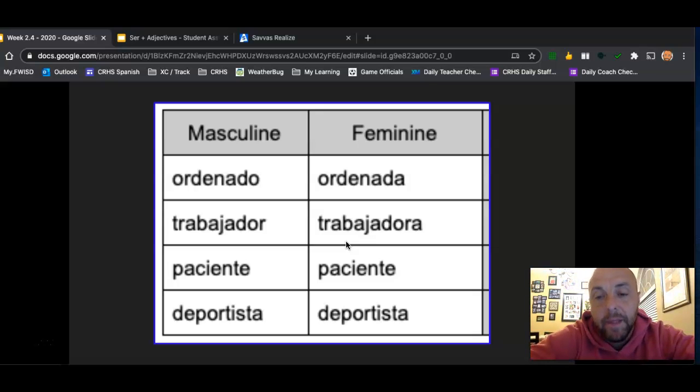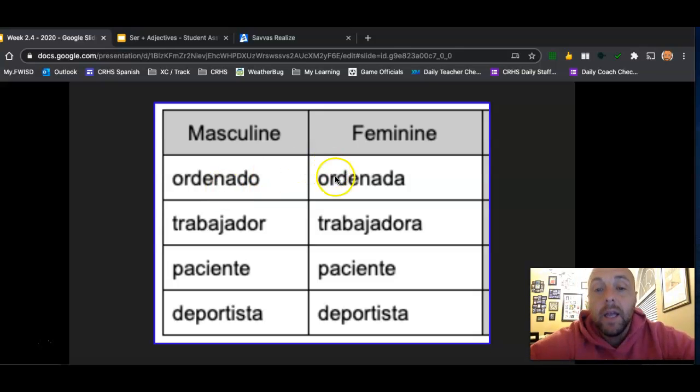Now, real quick, let's talk about adjectives. Spanish has 2 genders. I know that in 2020 that can be a loaded topic. But for now, the Spanish language has 2 genders. When we're talking about adjectives, the adjectives are going to match the noun that they describe in number and in gender. So what I mean by that is, if I were going to say yo soy and then use the adjective ordenado, I would say yo soy ordenado.